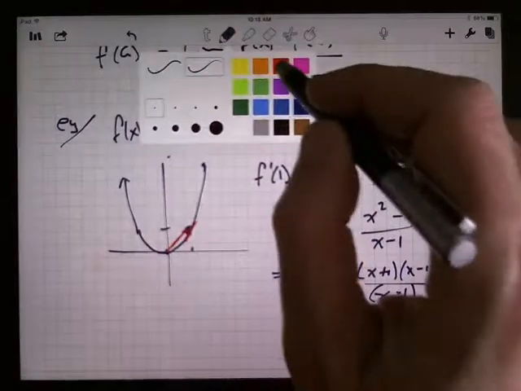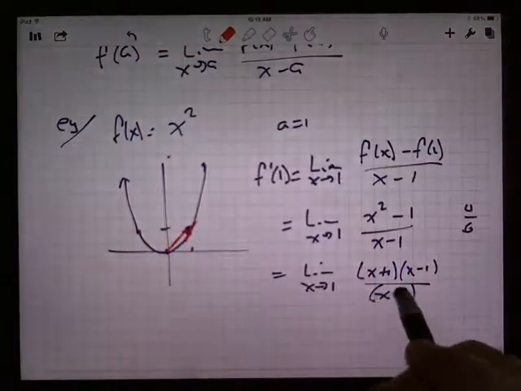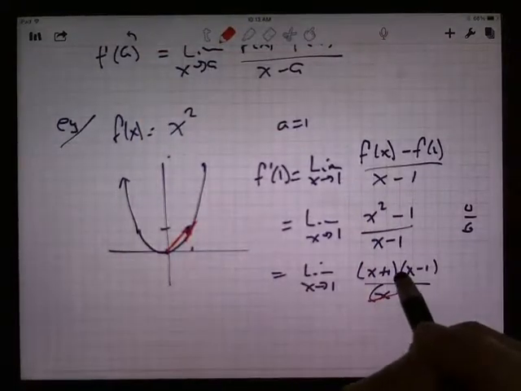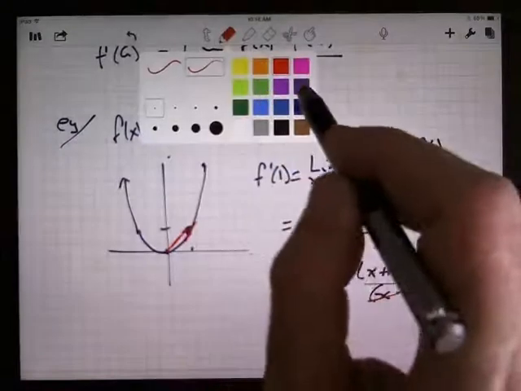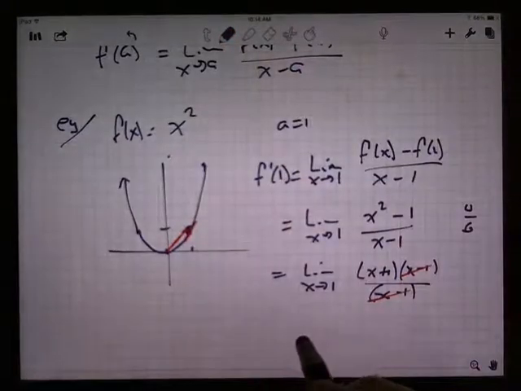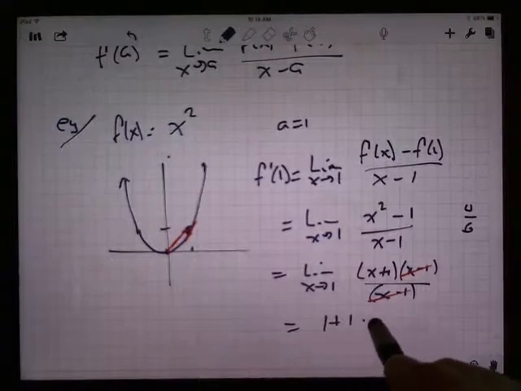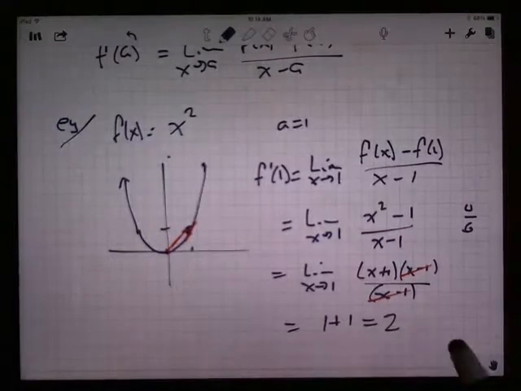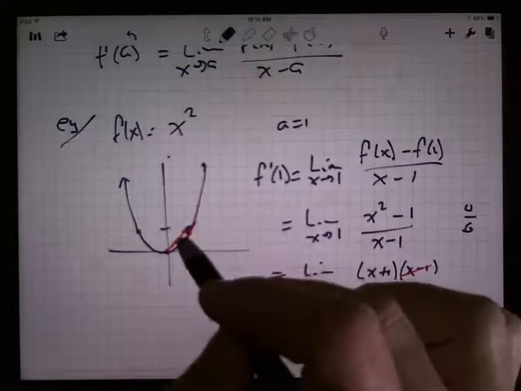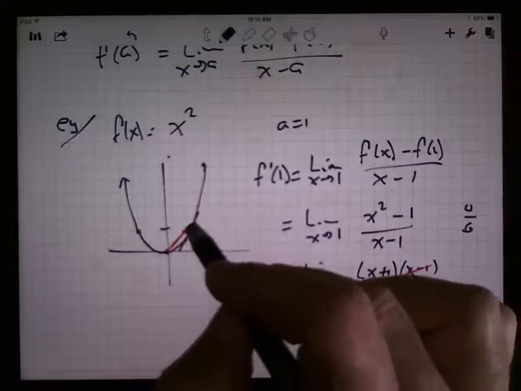There's my factor that's causing the 0 on the bottom. There's the factor that's causing the 0 on the top. Now that I've canceled those factors out, I can just plug the 1 in. So now I've got 1 plus 1, and the answer here is 2. The claim is that the slope right here is 2.